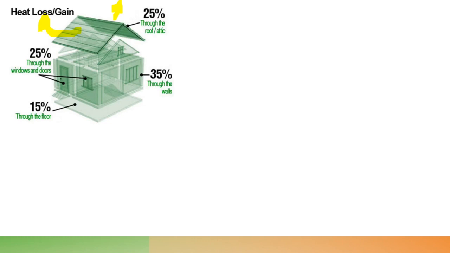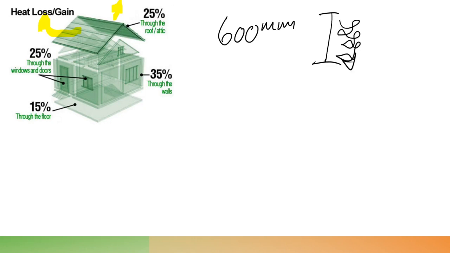But loft insulation or roof insulation currently in building regulations, I believe, is 600 millimeters. Okay, there's your insulation there. So at least 600 mil deep in the attic. Okay, and it makes a vast difference. So that's going to dramatically cut out what's going on there.